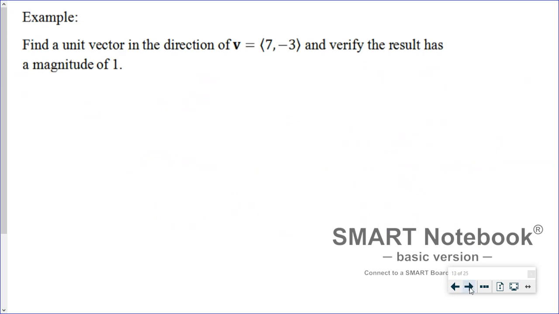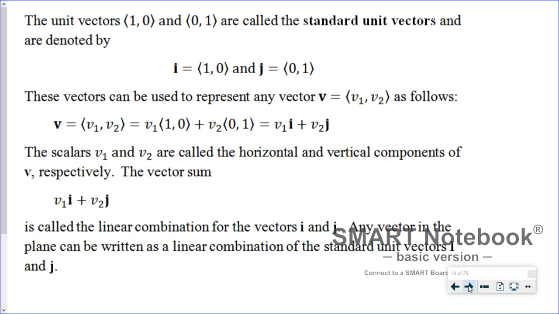All right, since this is just another example of the same thing, we will go ahead and skip this for time purposes. The unit vectors 1, 0 and 0, 1 are called the standard unit vectors and are denoted by i for the vector 1, 0 and j for the vector 0, 1.